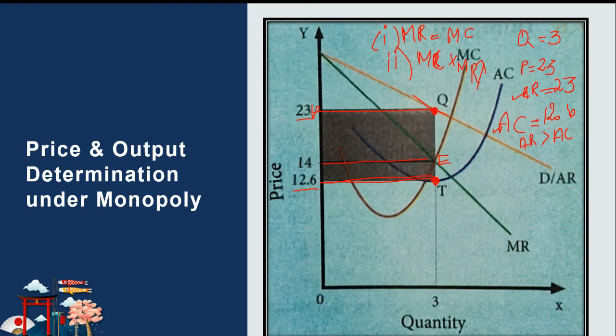You can see that AR is 23 and AC is 12.6, so AR is greater. So what does this firm make? Profit. This is a profit. How much is the profit? How will you find out? AR minus AC. How will you calculate profit? AR minus AC. So how much is your AR? 23 minus 12.6. So it is 10.4. Write that down. So that is your profit. 10.4 for one unit. 10.4 per unit.